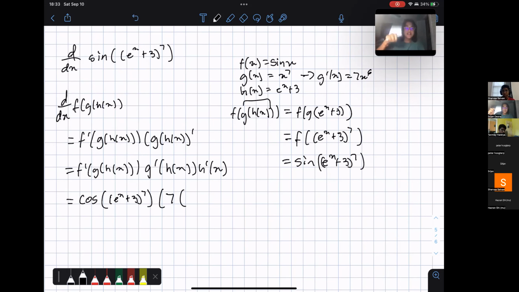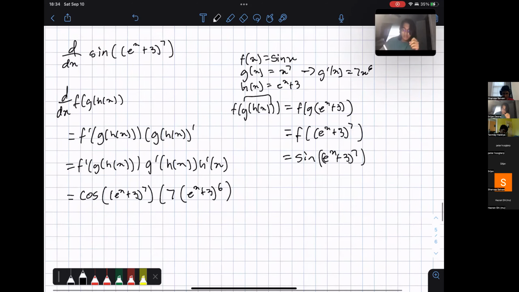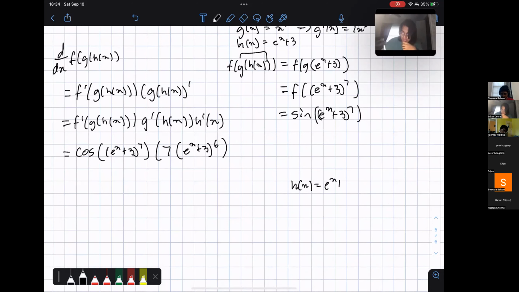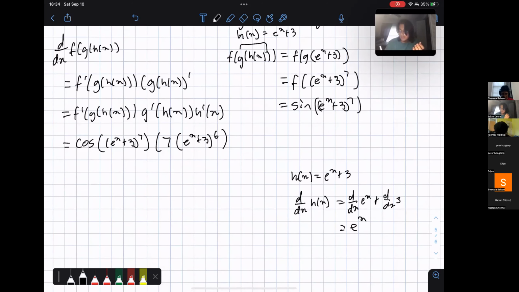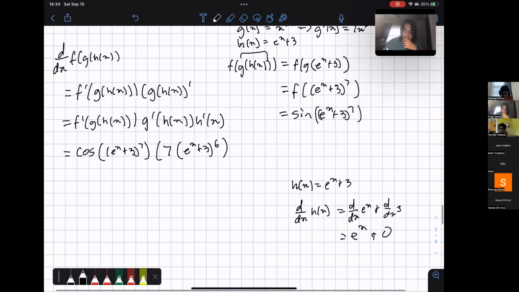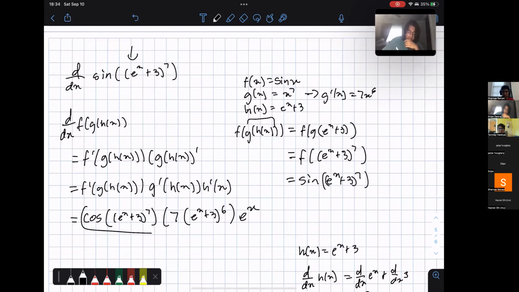So your h of x is e to the x plus 3, so it'll be (e to the x plus 3) to the 6th. Then if we have h of x, we have to take the derivative of h of x. Let's see, h of x is equal to e to the x plus 3. So the derivative of h of x is equal to the derivative of e to the x plus the derivative of 3. The derivative of e to the x is just e to the x, and the derivative of 3 is just 0. And so your h prime of x is just going to be e to the x. So the derivative of this ginormous function is this here.